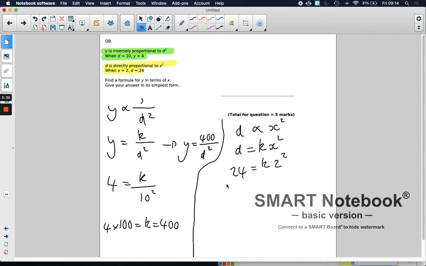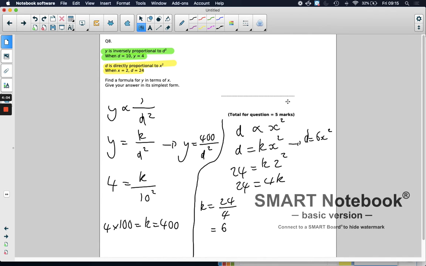2 squared is 4, so I'll do it over here. And that means k is equal to 24 divided by 4. 24 divided by 4 is 6. Okay, so I can shove that back in here. So I've got d equals 6 lots of x squared. Now, that's 4 marks. Okay, out of the 5.